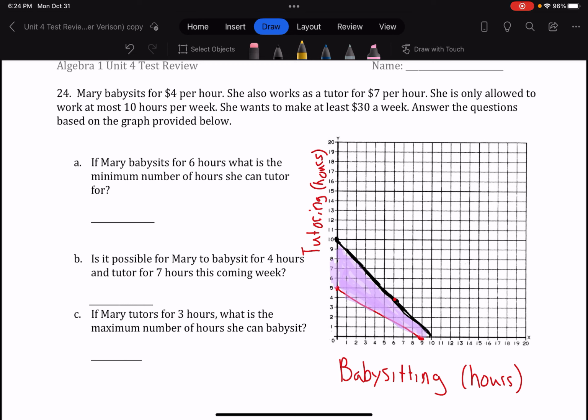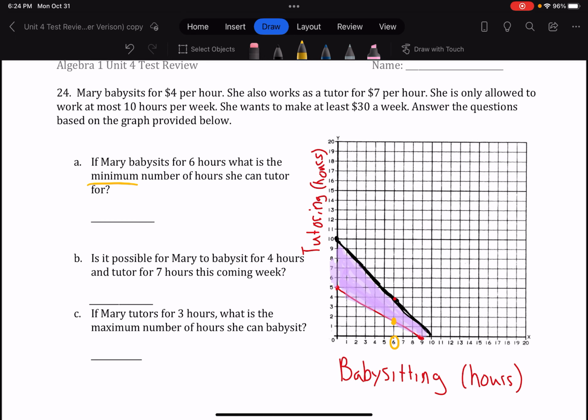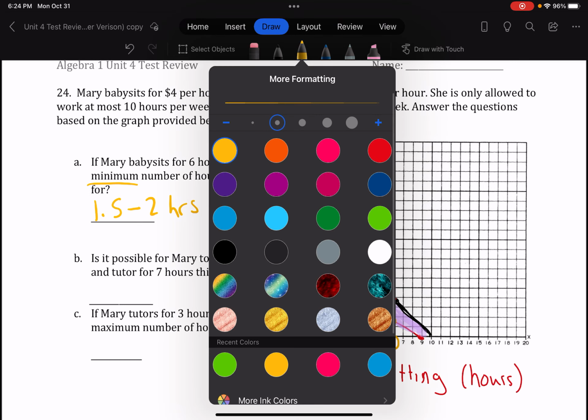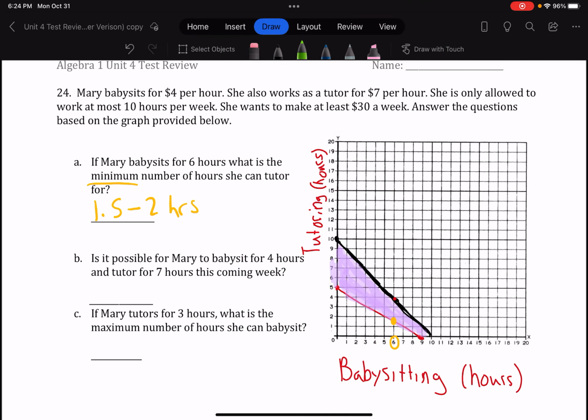So the first question says, if Mary babysits for 6 hours, which is on our x-axis here, what is the minimum number of hours she can tutor for? So that's going to be represented by this red line here. This is our minimum value, so it's not quite 2. So I would accept any answer between 1.5 and 2 hours. So is that going to be a full 10-hour work week? No, it won't be. That's the minimum number of hours that she would have to work, though, to make that $30 per week.